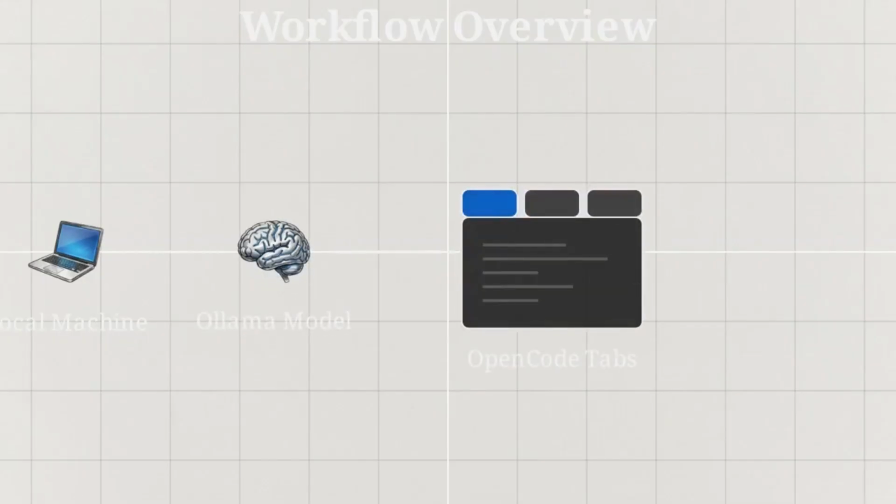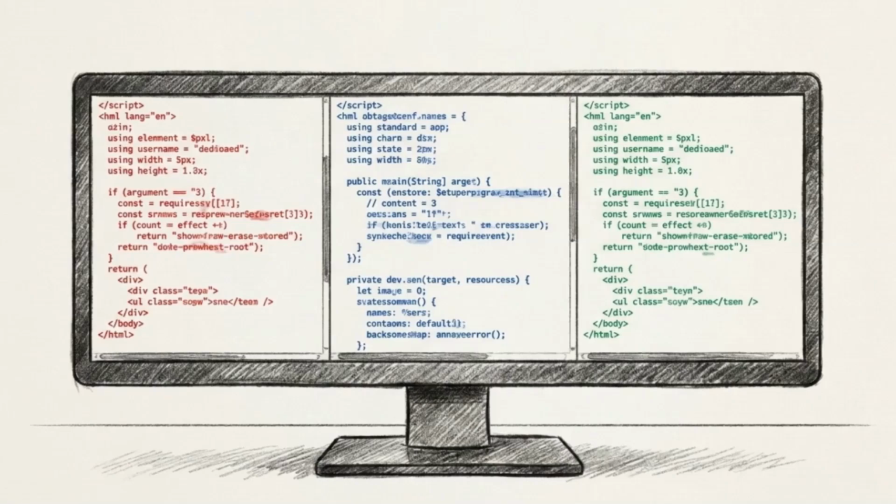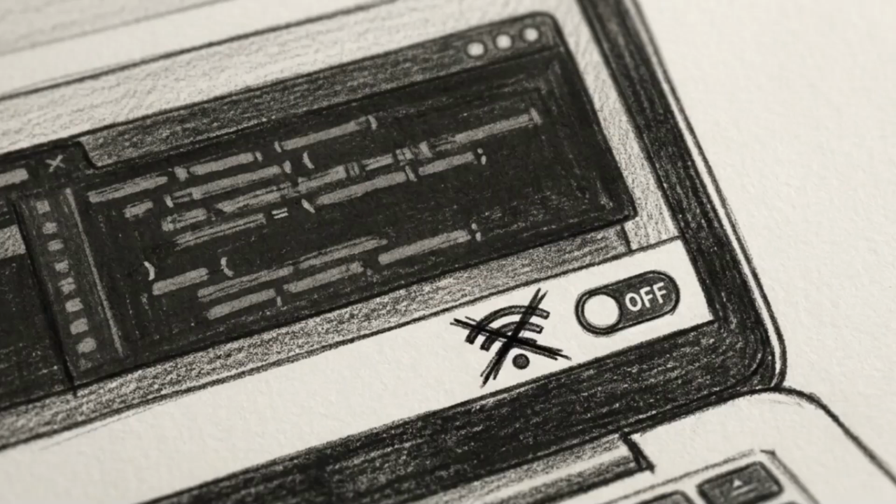In this tutorial, I'll walk you through exactly how to set up this workflow. We will connect OpenCode to run local models, navigate the new tabbed interface, and execute two different coding tasks simultaneously. By the end of this, you'll be able to manage multiple concurrent tasks from a single interface, all while keeping your data entirely on your own hardware.